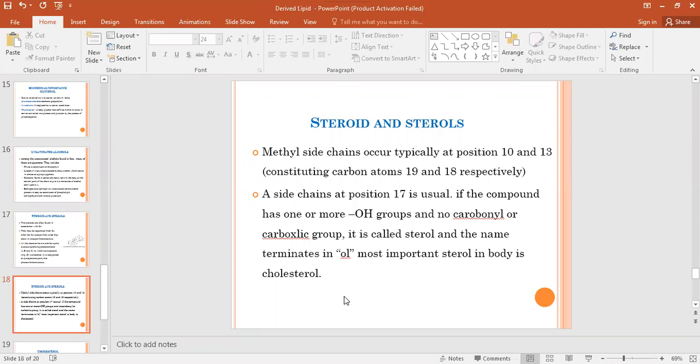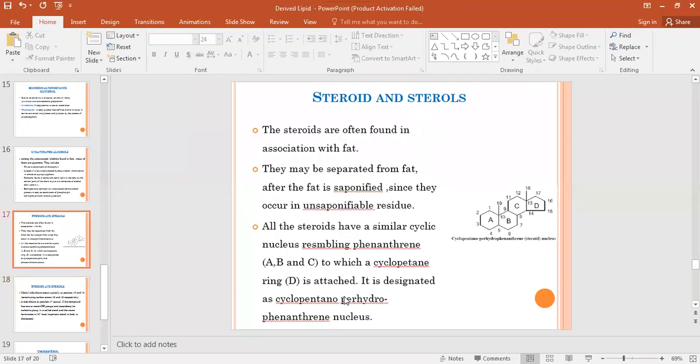Name the important sterol which is present in our body? Very good. Write the name of this nucleus, the cyclopentanoperhydrophenanthrene nucleus, in the chat. Write the name of this nucleus which is present in the steroid, which is the characteristic of the steroid.